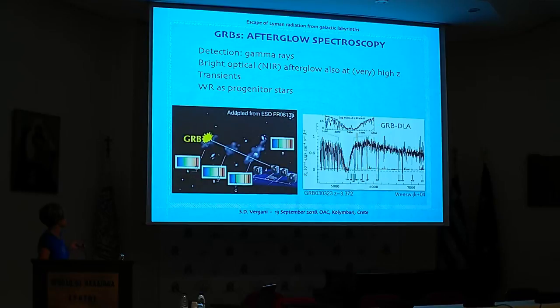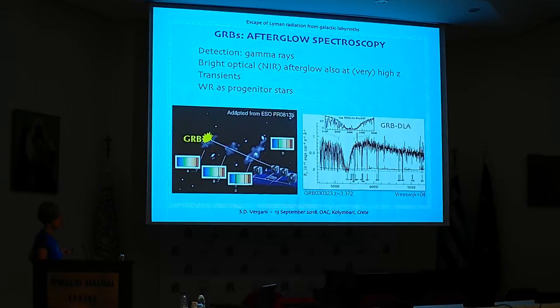And so, from stellar evolution, we know that the best candidates for progenitors of gamma ray bursts are Wolf-Rayet stars. So in fact, we are looking at objects that really are connected with the sources of ionizing photons, as we saw on Tuesday. When we take afterglow spectroscopy, we have all the traces of the gas clouds that the afterglow went through on its path towards us.